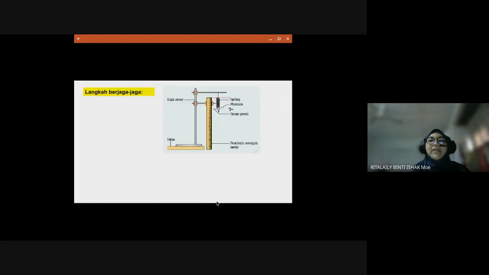Okay. So, precaution step. What do you think should be the precaution step?